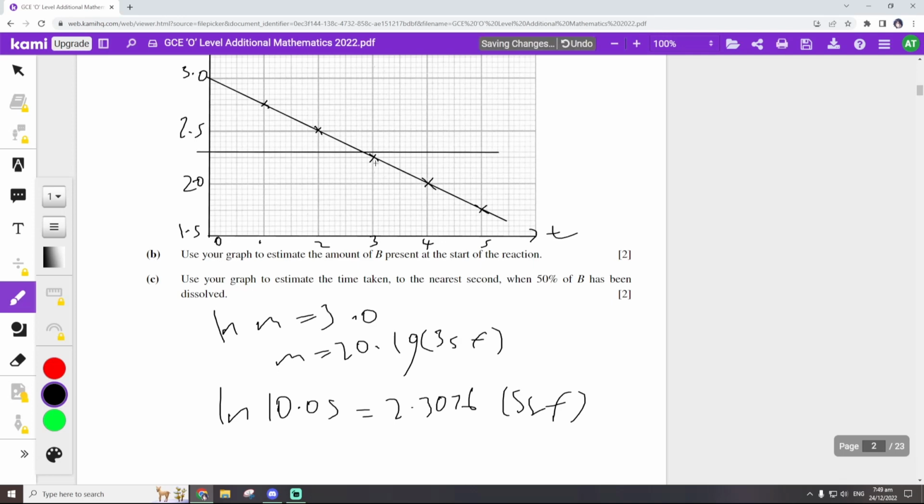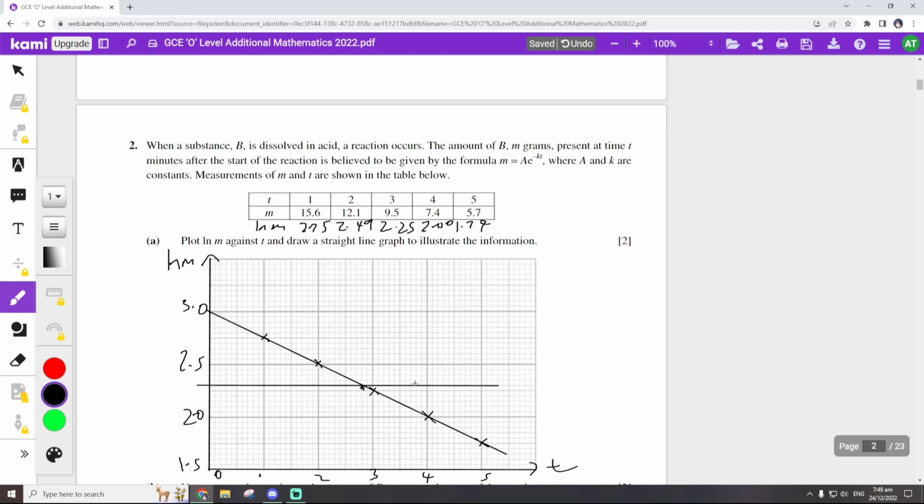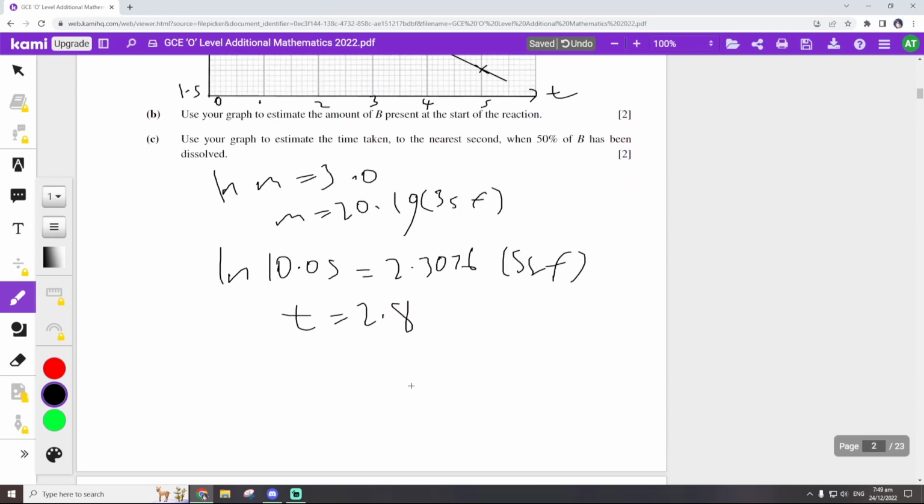Okay, so you can see that the intersection point is about here, the 8th box, which is 2.8. So t equals 2.8, but this is in minutes, so you must change this to seconds. 0.8 minutes is 48 seconds, so 2 minutes and 48 seconds. You can also write it as 168 seconds if you want to write it all in seconds, but I'll leave it at that.